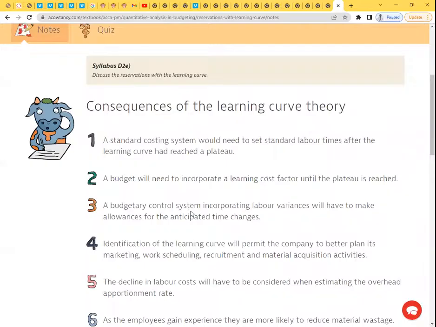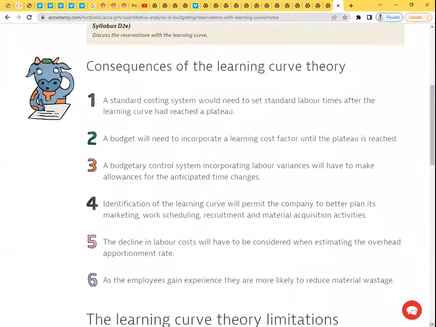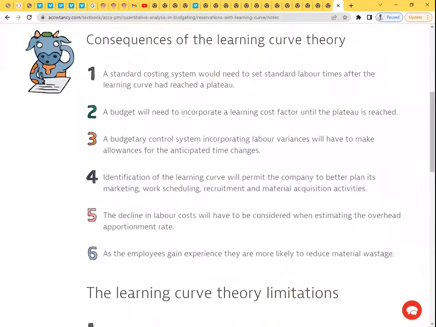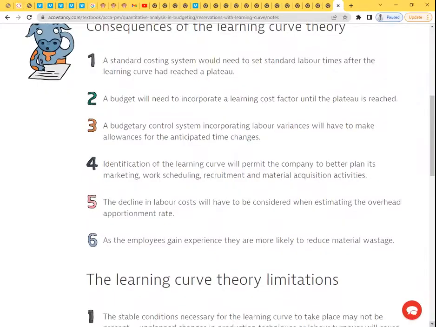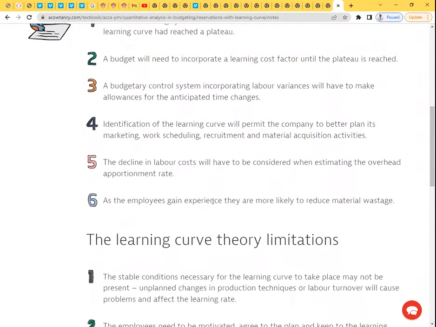A budgetary control system incorporating labor variances, and this is now where I'm going to. Incorporating labor variances will have to make allowances for the anticipated time changes. All right. Number 4, identification of the learning curve will permit the company to better plan its marketing, work scheduling, recruitment, and material acquisition activities. The decline in labor costs will have to be considered when estimating the overhead apportionment rate. Ladies and gentlemen, listen to me very well. As the employees gain experience, they are more likely to reduce material wastage.